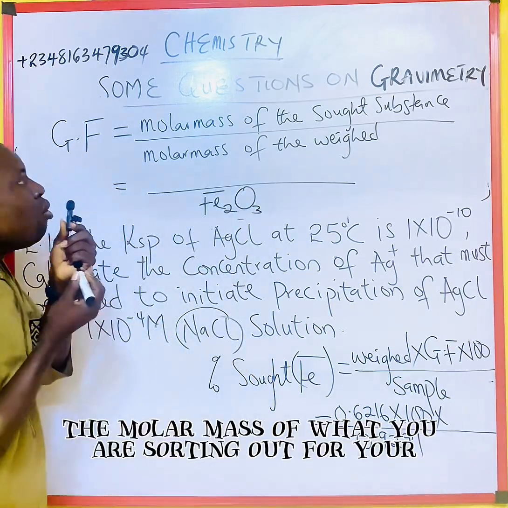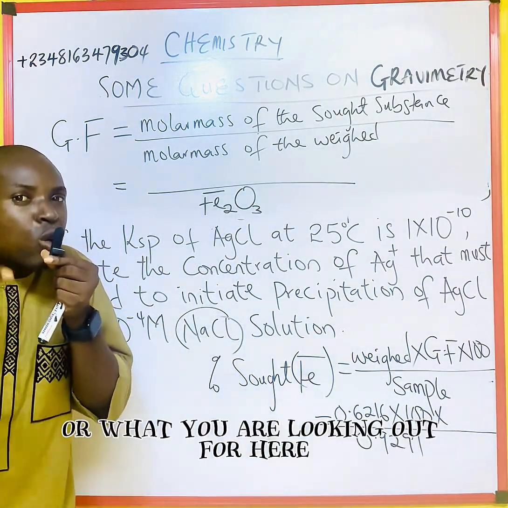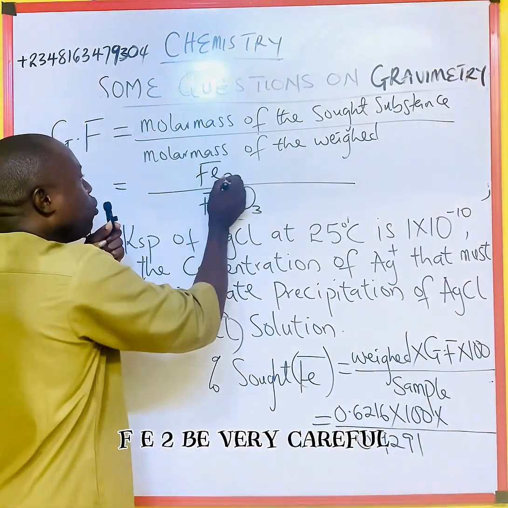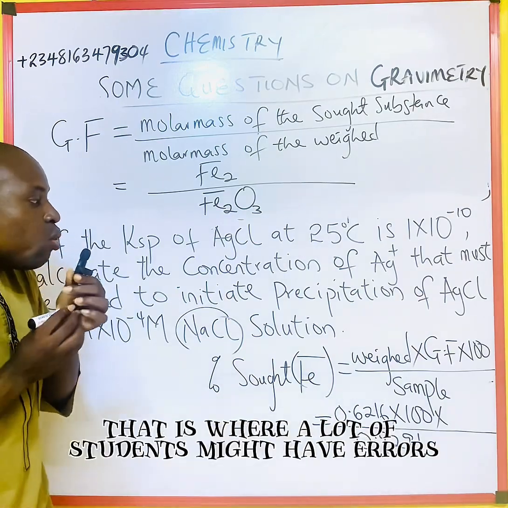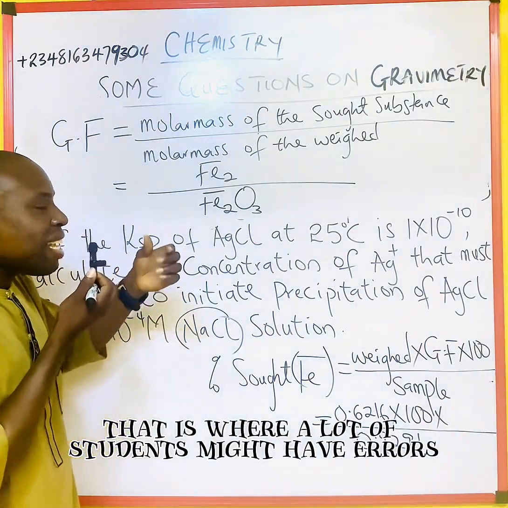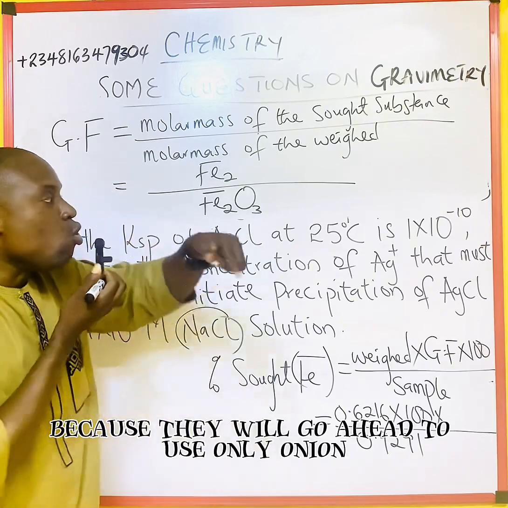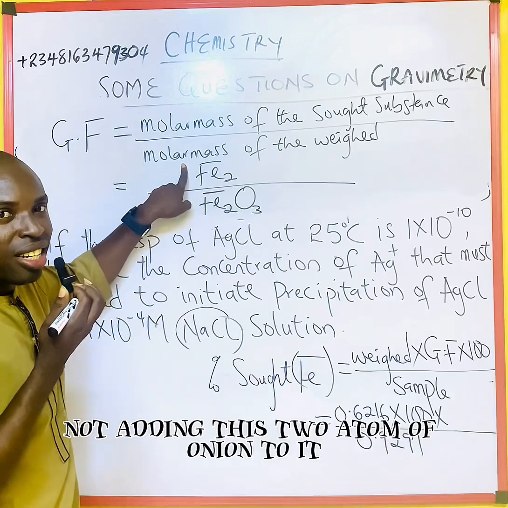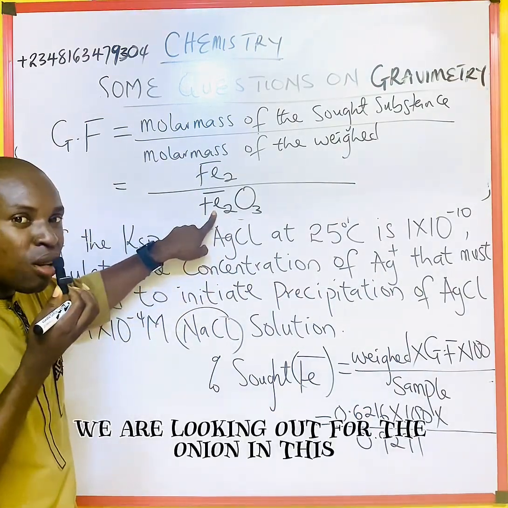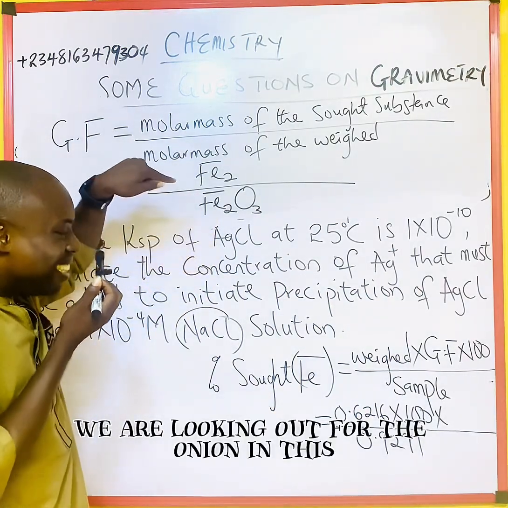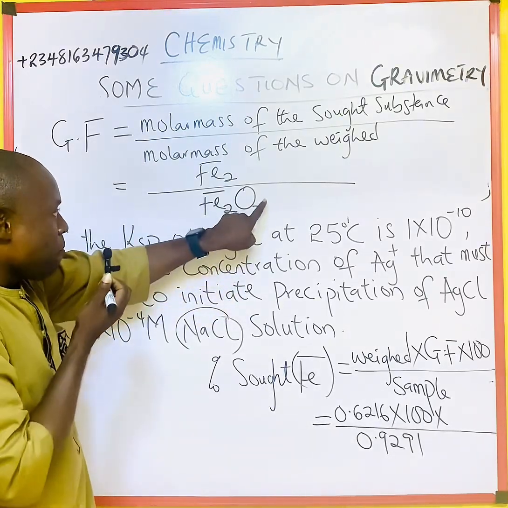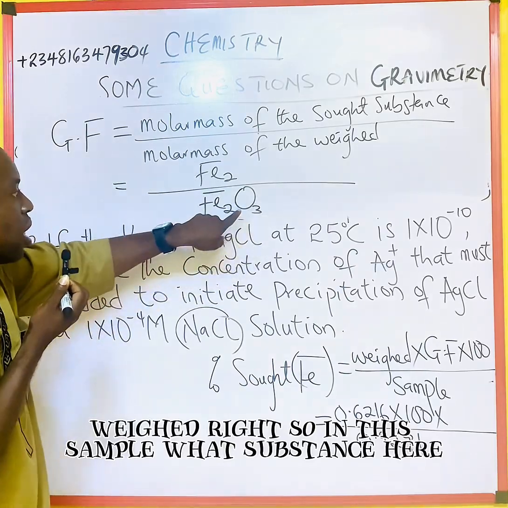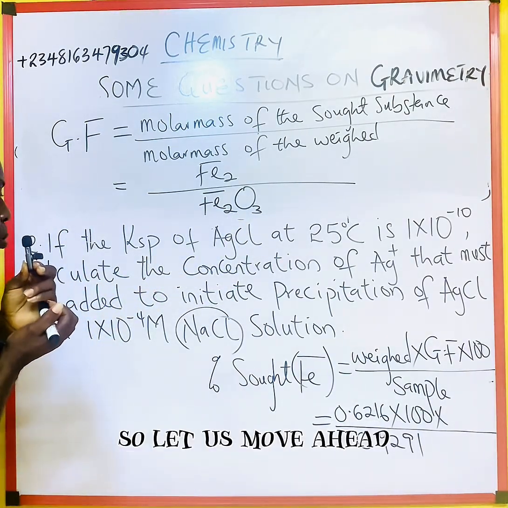Fe2O3. Now the molar mass of what you are looking for here, which is this iron, will be Fe2. Be very careful. That is where a lot of students might have errors, because they will go ahead and use only iron, not adding the 2 atoms of iron to it. Look at it, we are looking for the iron in this weighed substance here. So let us move ahead.